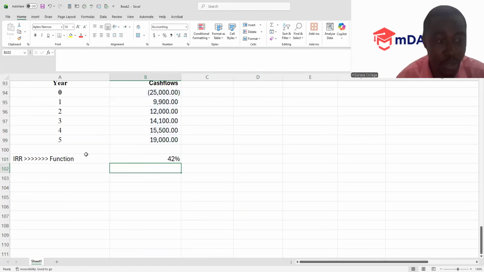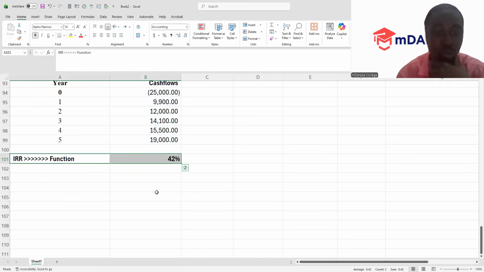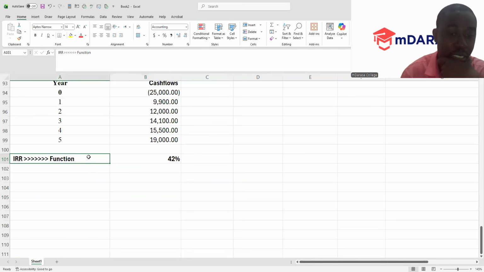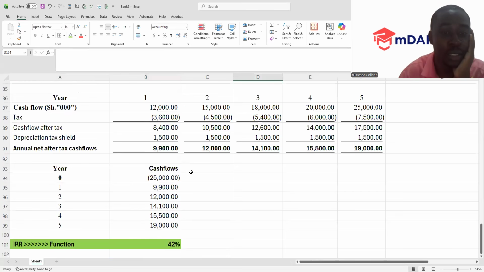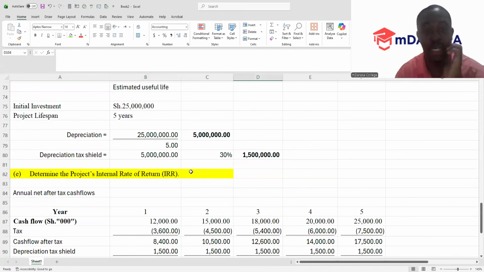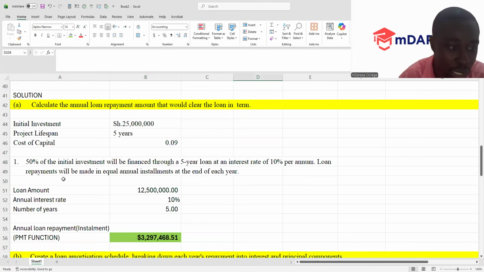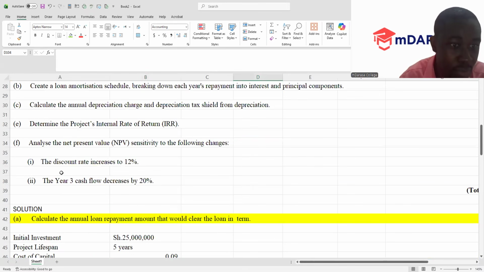Enter. So that we agree that therefore our IRR in this context, we're talking about 42%. What we're required, of course, to do in that question. What about the other part? The other part of the question, this is what we asked.